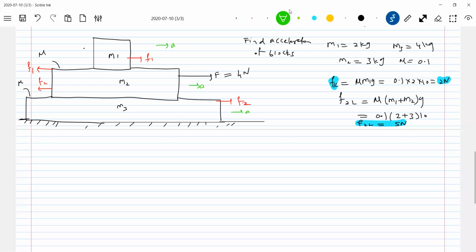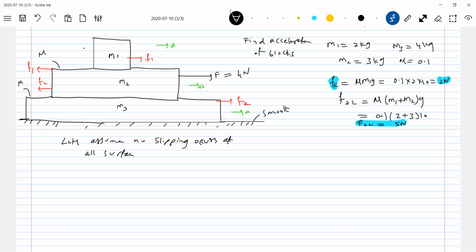Sir, why are you assuming? I have to start the problem, no? It's always better to start with no slipping at all surfaces. So let's assume, I'm not sure whether I'm right or wrong, but I'm going to cross check it. Let's assume no slipping occurs at all surfaces. This surface is smooth ground. No slipping occurs between the blocks.